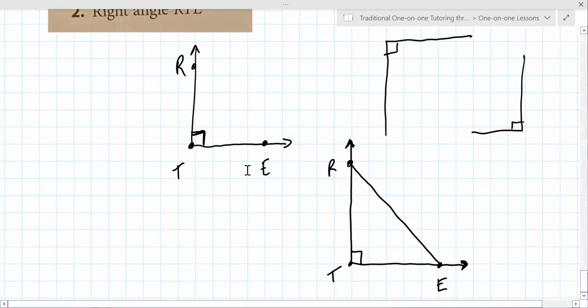With that it's just infinite, because there are no lines or anything on the RTE. So angles go on forever.